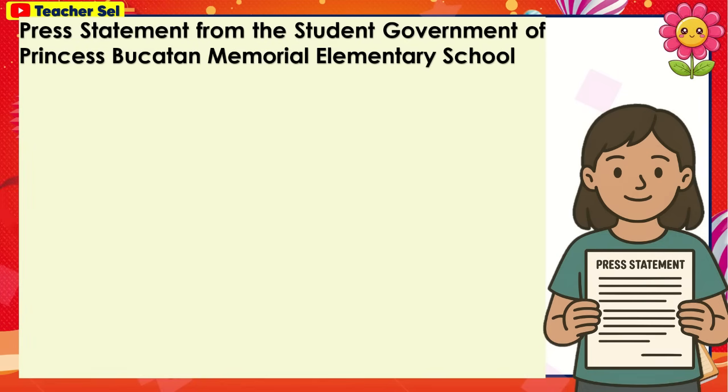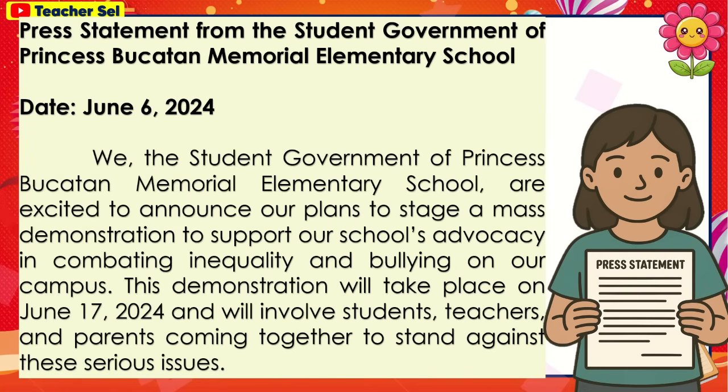Press statement from the student government of Princess Bukatan Memorial Elementary School. Date: June 6, 2024. We, the student government of Princess Bukatan Memorial Elementary School, are excited to announce our plans to stage a mass demonstration to support our school's advocacy in combating inequality and bullying on our campus. This demonstration will take place on June 17, 2024 and will involve students, teachers, and parents coming together to stand against these serious issues.